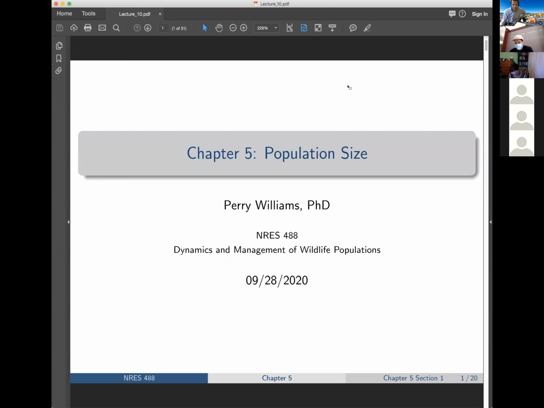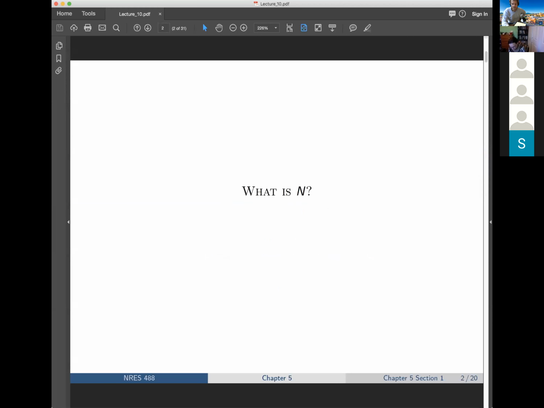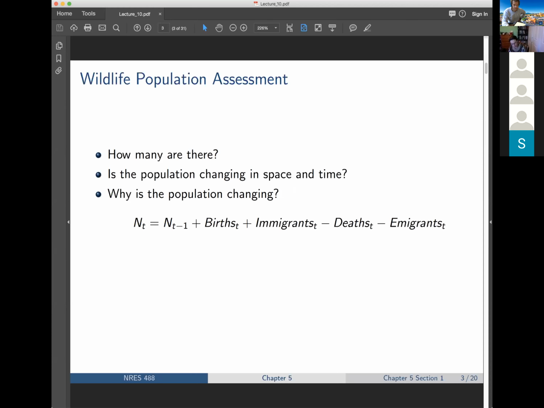So this is the beginning of a new chapter. This is lecture 10. And it deals with questions related to how can we estimate how many animals are in a certain area during a certain time. And this is often referred to as N, big N. And this is a huge question in wildlife conservation and management. One of the first questions when thinking about some population is how many are there over a certain range. So what is N?